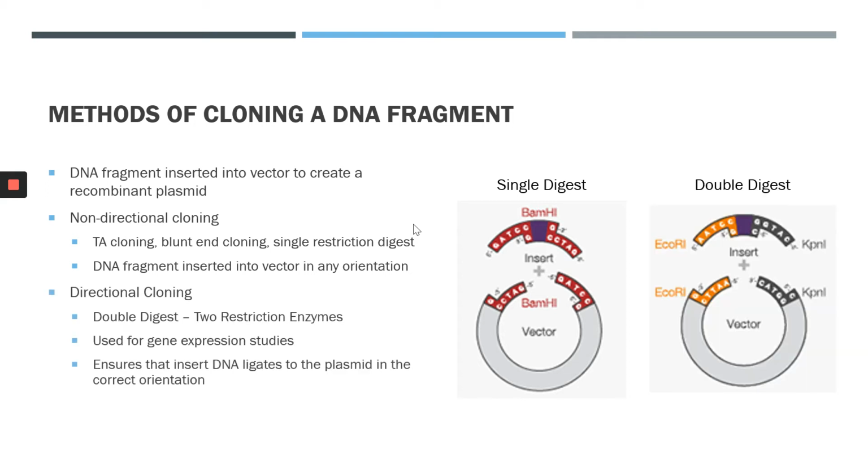The second method of cloning a DNA fragment into a vector is directional cloning. Directional cloning involves a double restriction digest where we use two different restriction enzymes. So if you look at this diagram, you'll see that the insert DNA fragment can be ligated into the vector in one direction only, and that's why this technique is called directional cloning.